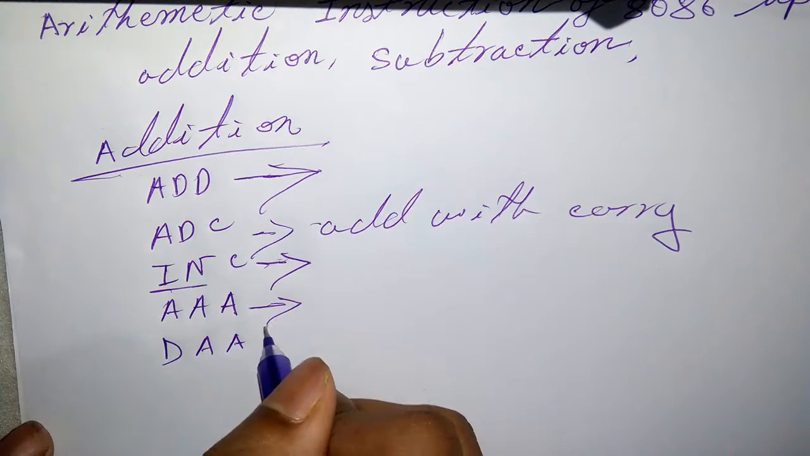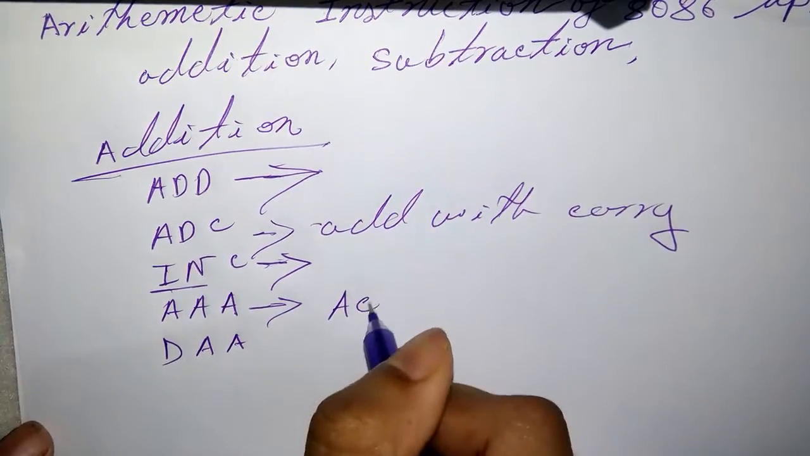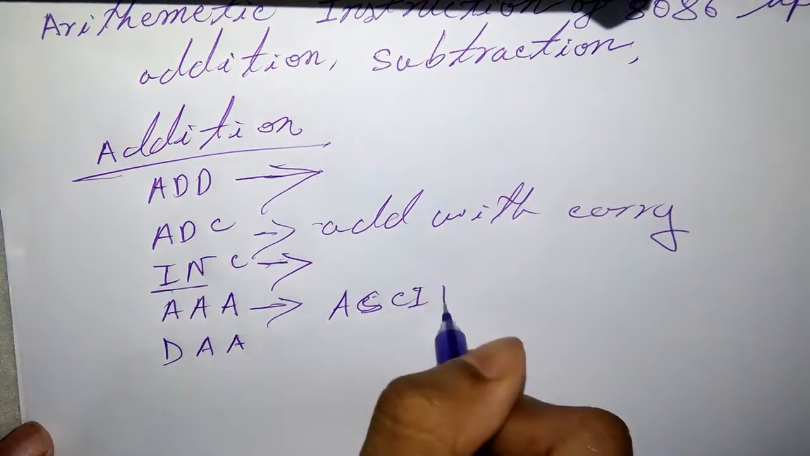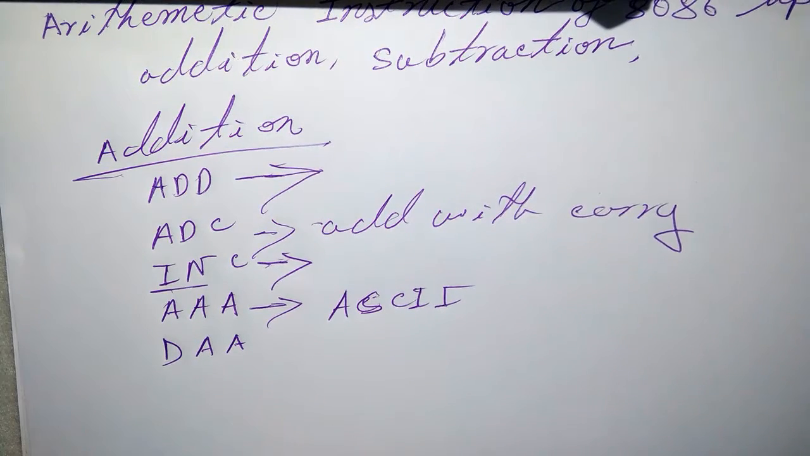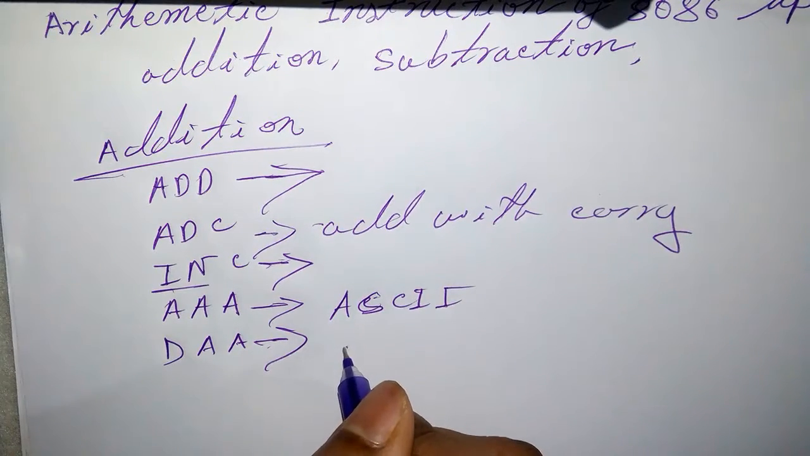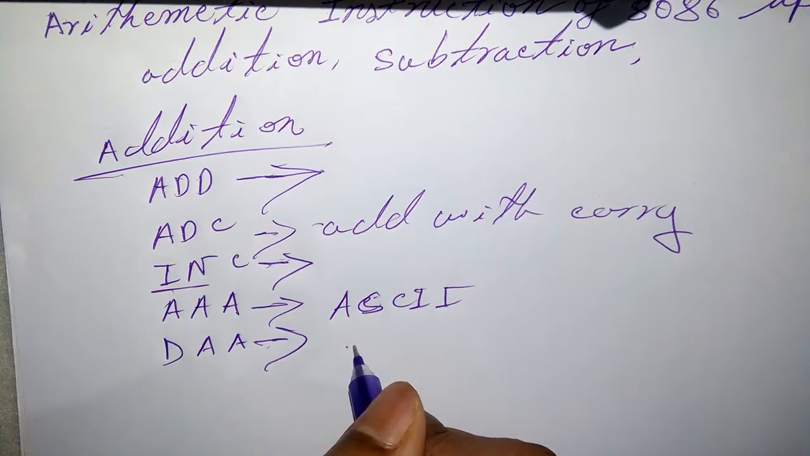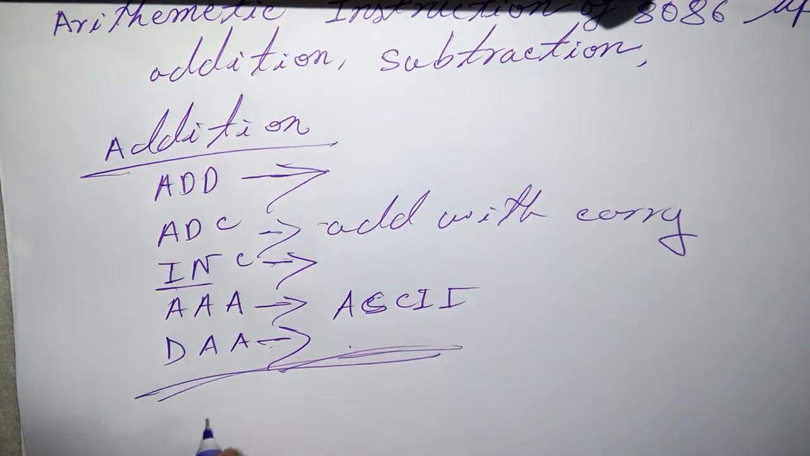And next is AAA, used to adjust ASCII after addition. And next is DAA, this is used to adjust the decimal after the addition operation. Okay, that is for addition. And next one is subtraction.